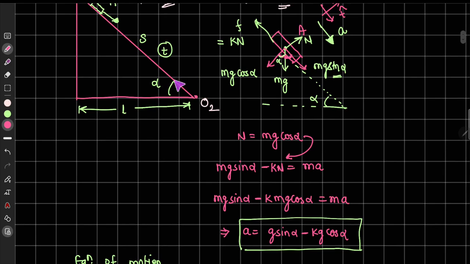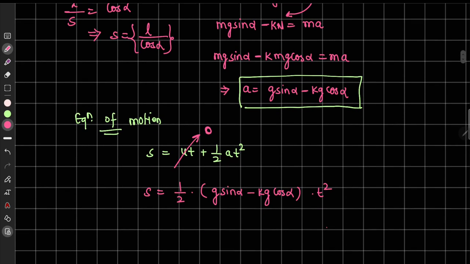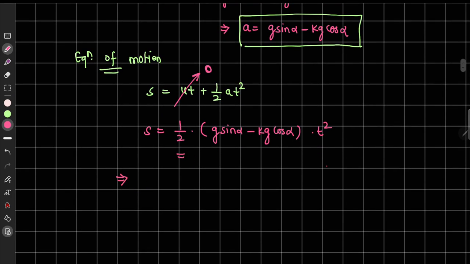Now in this particular triangle of the wedge, we have been given L and alpha. So from these two parameters we can find this particular distance. So we can write L divided by S is equal to cos alpha. So from here we can write S is equal to L divided by cos alpha. Let us substitute the value of S is equal to L upon cos alpha here. So we will get L divided by cos alpha is equal to half times g sin alpha minus k g cos alpha into t square.